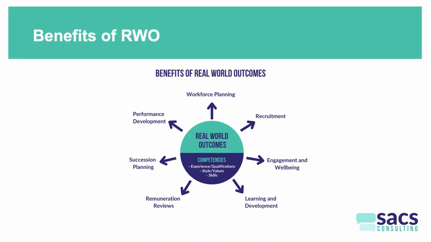Now, if you've got roles defined in terms of real-world outcomes, then that can be extremely beneficial in areas like workforce planning, because if you need to change the purpose of the organisation, that gives you an opportunity to align the outcomes of the staff towards that new workforce plan. Of course, it can be used in recruitment, engagement and wellbeing. When you have outcome-based job definition, that increases wellbeing. Learning and development is useful because training, for instance, can be geared to the outcomes and competencies necessary. Remuneration reviews, succession planning, performance development. It's useful for all of those purposes.